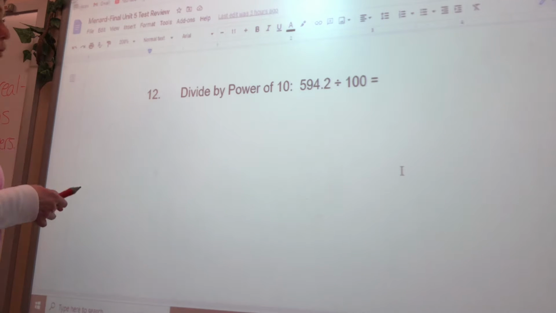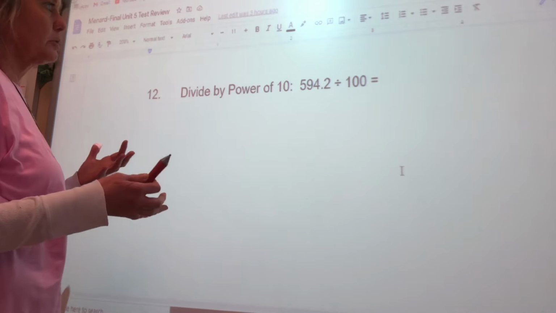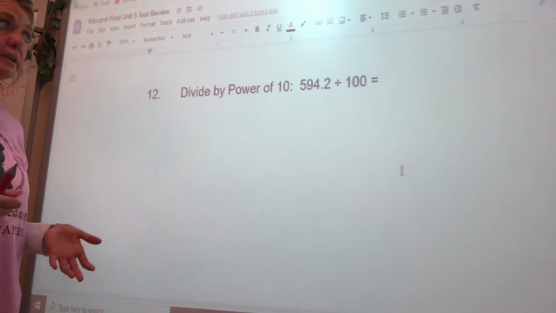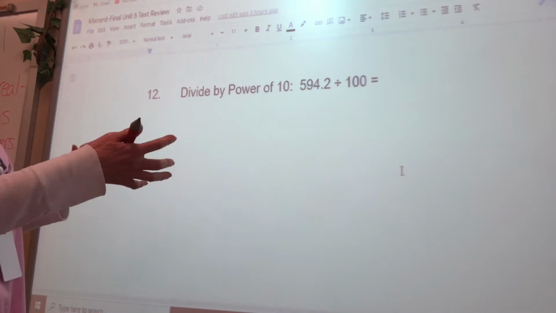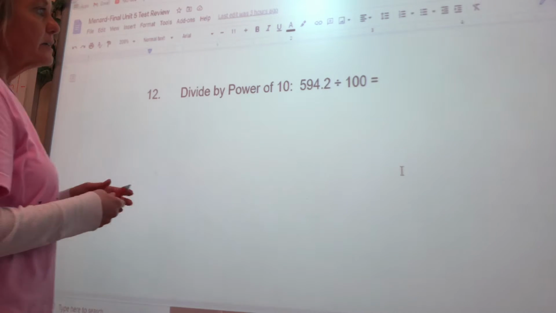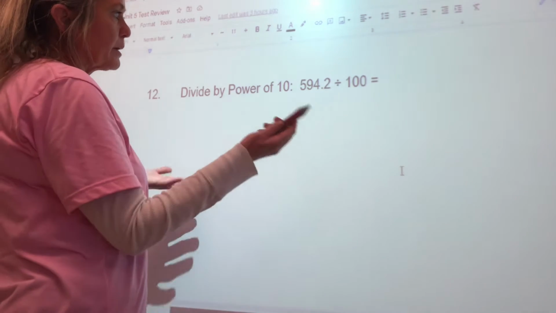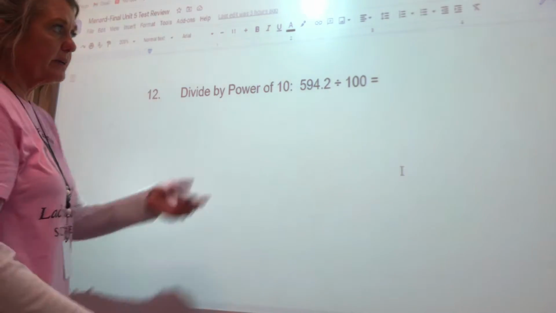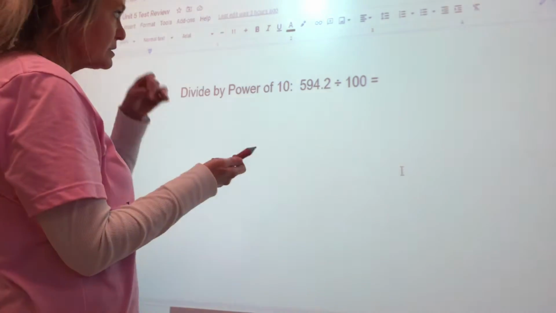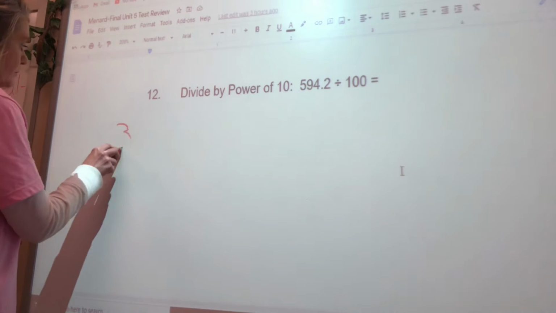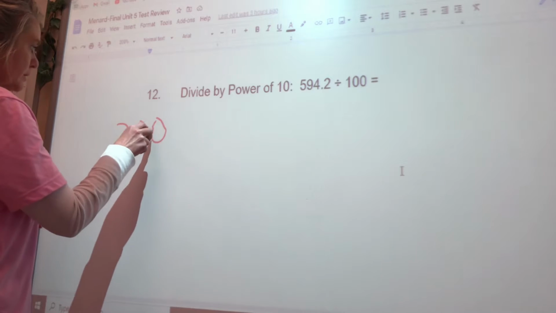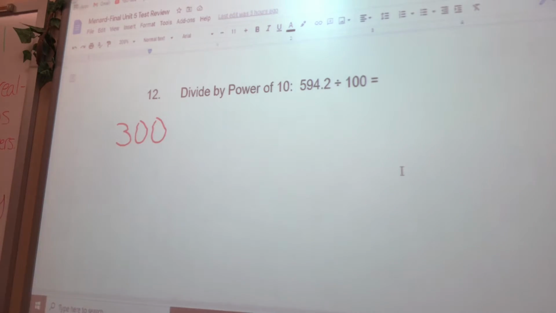Now, if you remember when we used to multiply by a power of 10, we found out through models and working the standard algorithm and comparing them that if I'm multiplying by a power of 10, I can move the decimal to the right for every power of 10 I have, which makes sense if I had 300 of something.